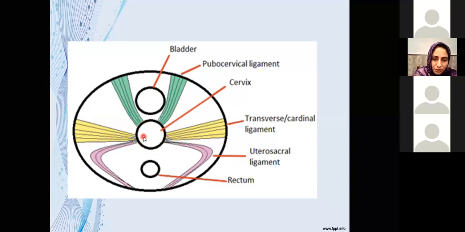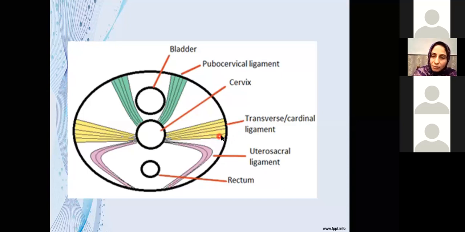So this is just a view when we have removed the uterus. This is the cervix, and these are the ligaments which are attached anteriorly from pubic bone up to the cervix. This is pubocervical ligament. Laterally, transverse cervical ligament, and posteriorly, this is the uterosacral ligament. All these three ligaments, they hold the cervix anteriorly, posteriorly, and then laterally, so that the uterus does not fall down. And among all these, transverse cervical ligament or cardinal ligament is the most important or strong ligament.